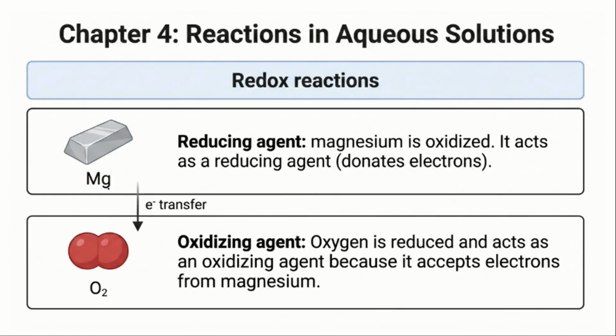So we can say that magnesium transfers its electrons to oxygen. It can be considered a reducing agent, which means that it donates electrons, while oxygen gains the electrons, which is the oxidizing agent. So the compound that gains the electron is the oxidizing agent, and the element that loses the electron is the reducing agent. There are two definitions for them.